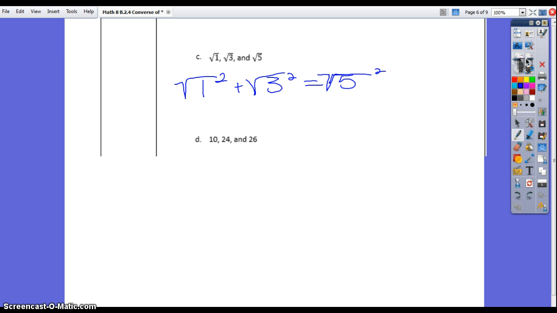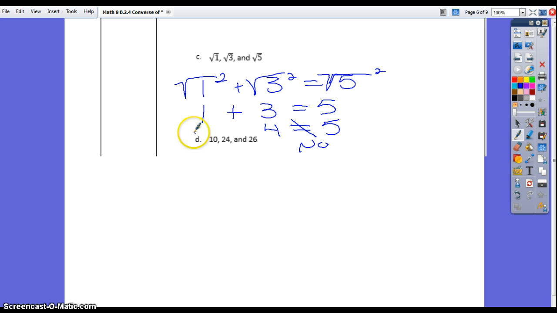We'll do a and b. I have to slide my screen down. You are correct. So what does this simplify to? 1 plus 3. Does that equal 5? No. 4 does not equal 5, so no.